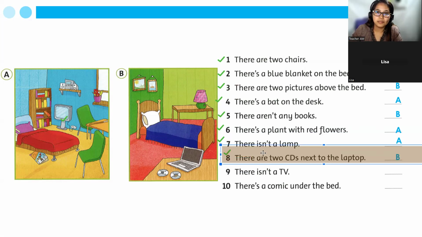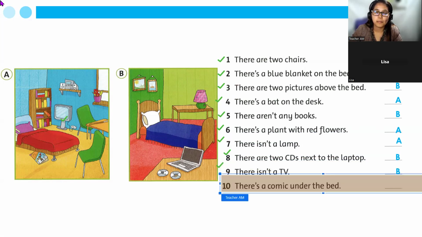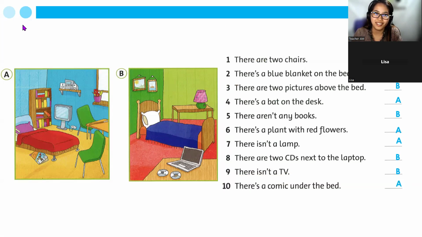Okay, number nine. There isn't a TV. B. Great job. And lastly, 10. There's a comic under the bed. Which picture is it? A or B? I can't hear you. A. Yay! Perfect, Dolin. You've got 10 out of 10 here. Wow, nice. So I'm going to give you hearts. 1, 2, 3, 4, 5 hearts.